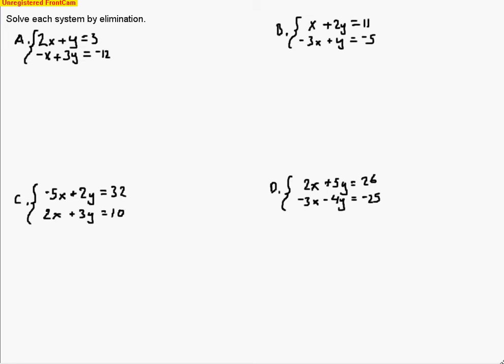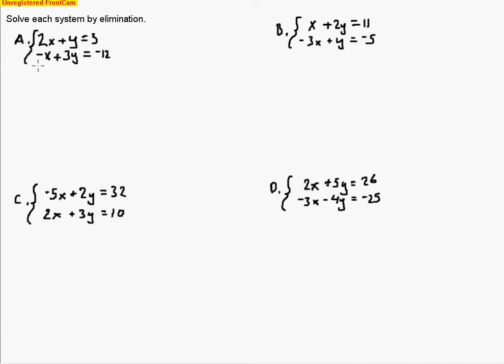Today we are going to be solving systems of equations by elimination. So let's take a look at the first problem we have. Here we have 2x plus y equals 3, and negative x plus 3y equals negative 12. So it's set up for elimination because our x's, our y's, equal signs, and constants are all in line.